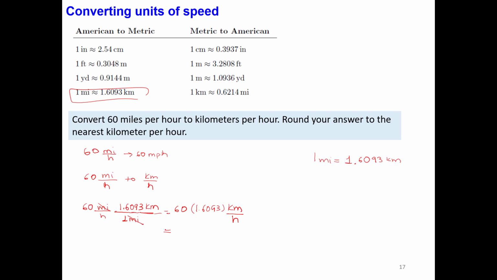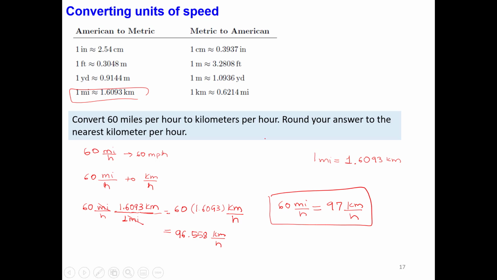We multiply these numbers together, and we will get 96.558 kilometers per hour. And if we want to round the answer to the nearest kilometer per hour, it means we don't want to give it in decimal, as we want to give an integer number. And 60 miles per hour equals, rounding up, 97 kilometers per hour. And this is the final answer. And this is all I had to discuss for today.